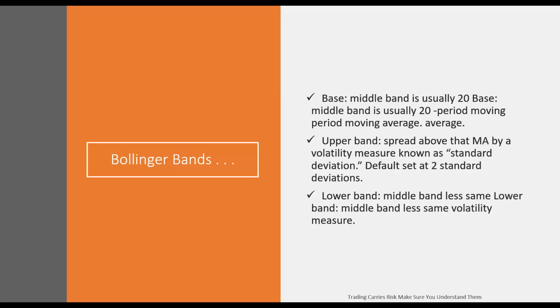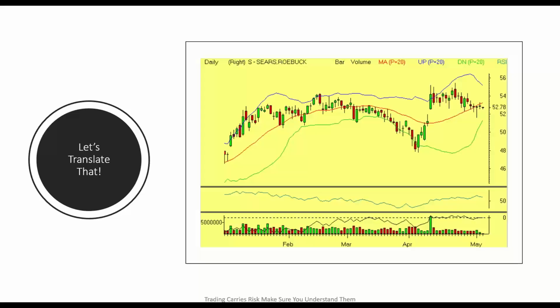So Bollinger Bands consist of the moving average band, which is usually a base or the 20-period moving average, the upper band, which is by default 2 standard deviations, and the lower band, which is minus 2 standard deviations. And what do we have? We have a Bollinger Band on our chart.